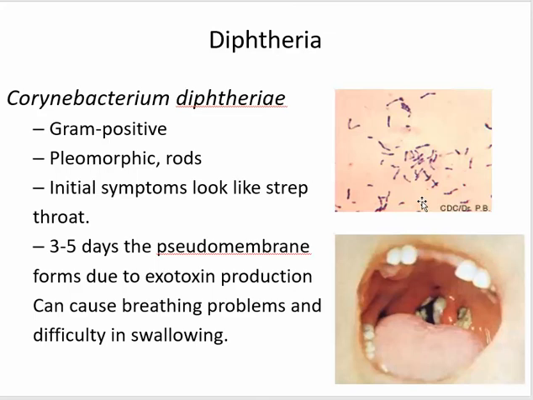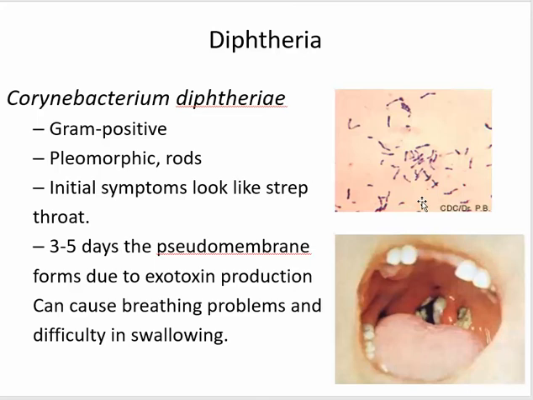Diphtheria is not a disease that we see much in the United States anymore because we have a very effective vaccine that's nearly eliminated it in the developed world. The etiological agent for diphtheria is a bacteria called Corynebacterium diphtheriae. And although the initial symptoms look just like strep throat, the bacteria are growing on the throat, causing a very, very similar set of symptoms to strep throat.